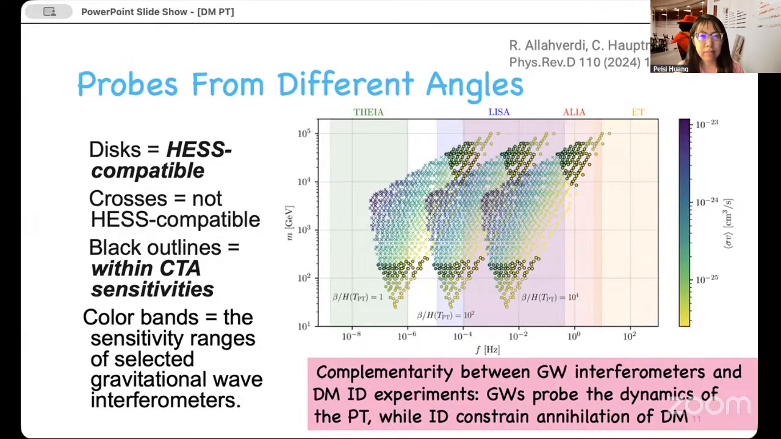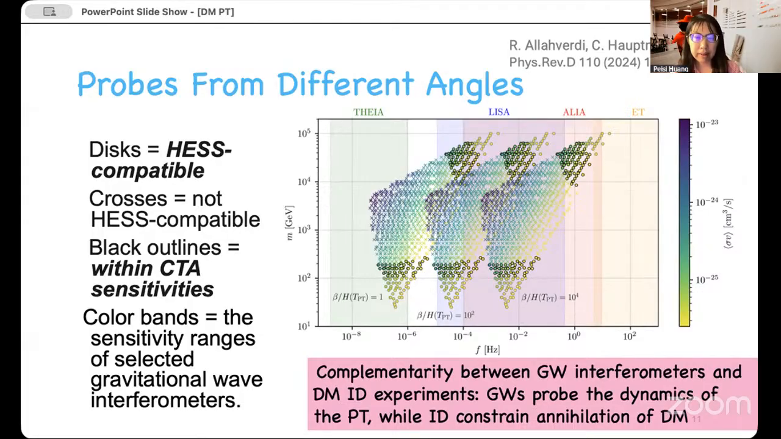So here the discs are the points which are allowed by HESS, and the ones we cross out are the ones that are not compatible with HESS. And the ones we outline with those black outlines are the ones within the CTA sensitivities. And the color bands are the sensitivity ranges for some selected gravitational wave interferometers. So we have SIA and LISA and ALIA and ET here, but for each frequency range, there are different experiments.